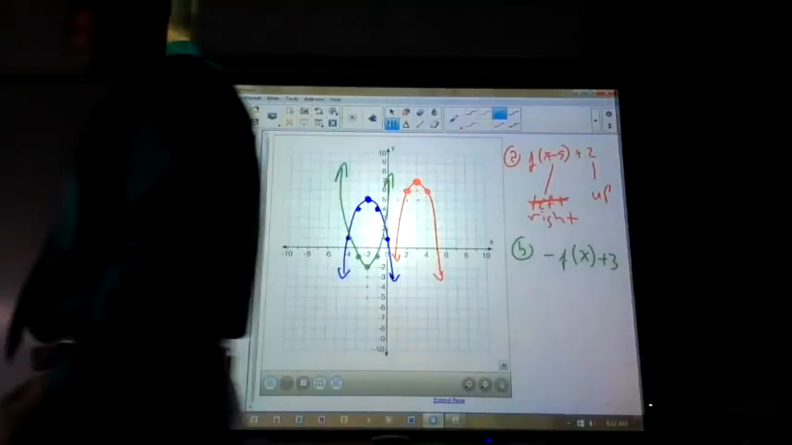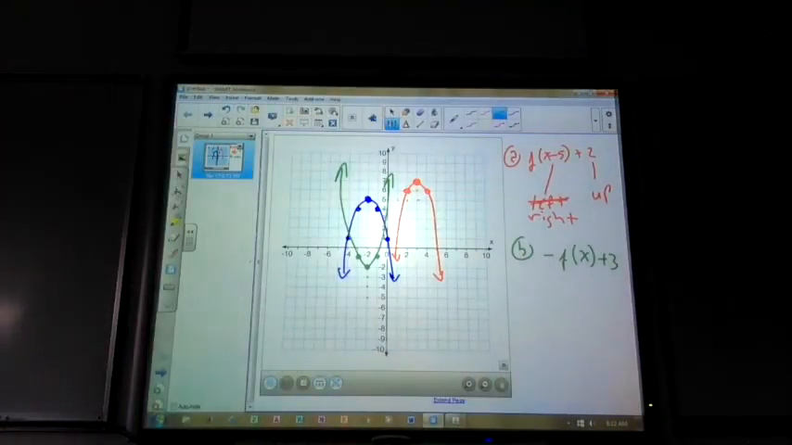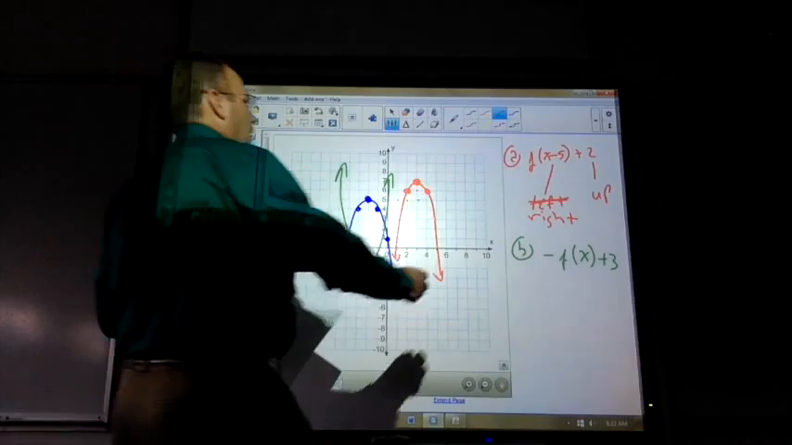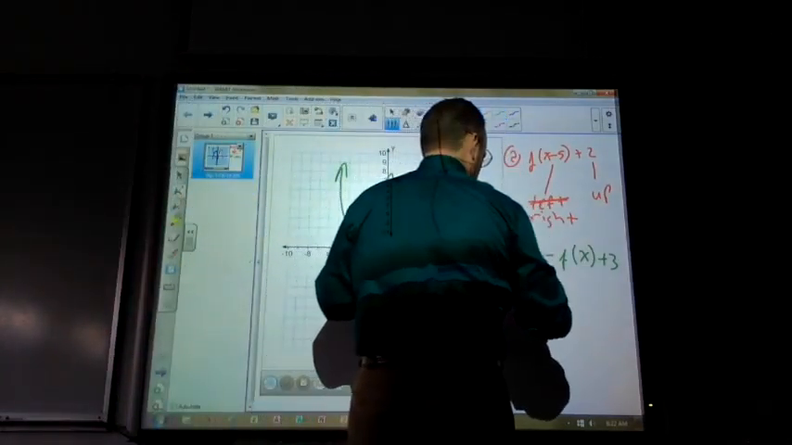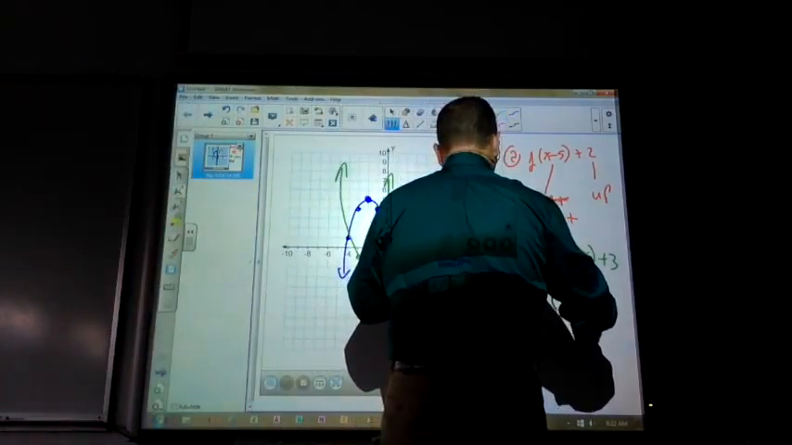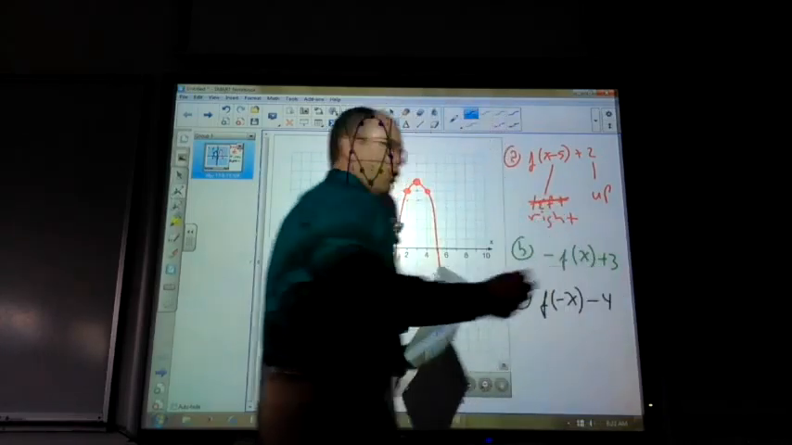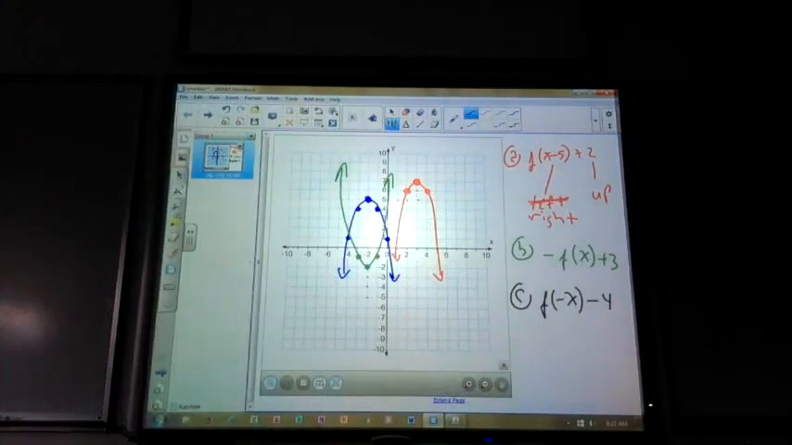What's the next one? It says, oh, it's that other one. F of negative x. So C, f of negative x minus 4. Well, I know the whole thing's moving down. What did that one do? That changes the x values. So let me ask you this.